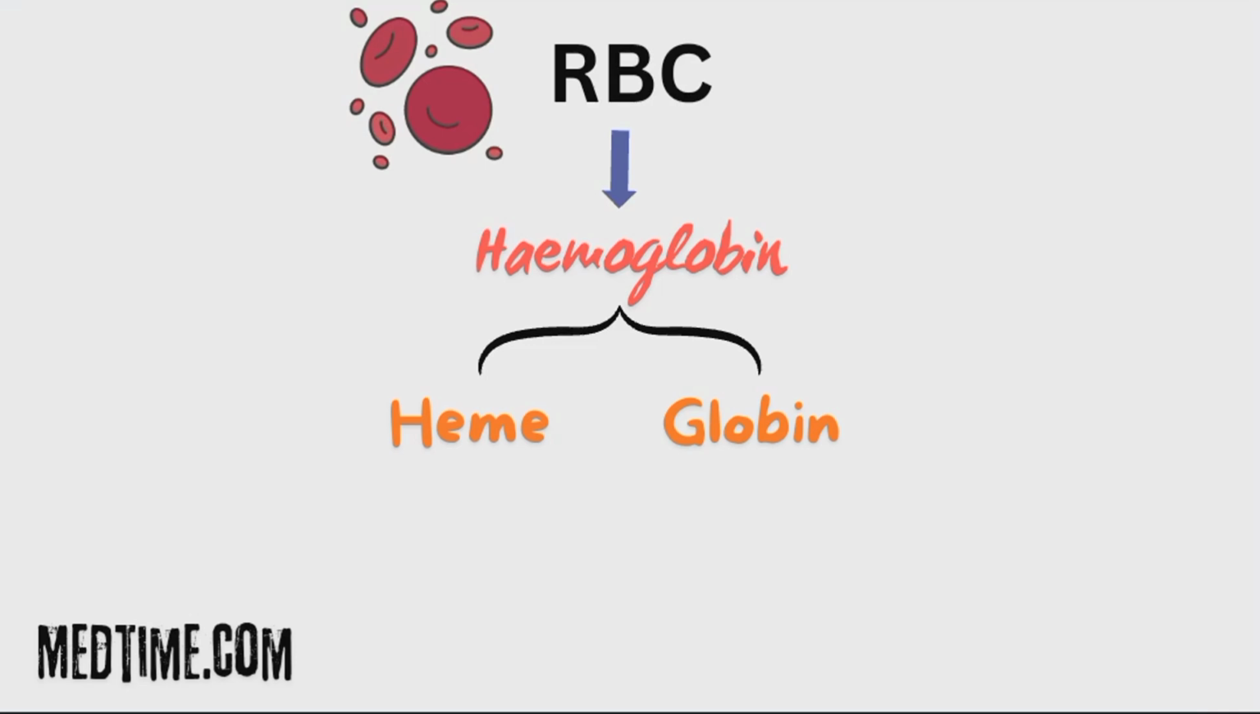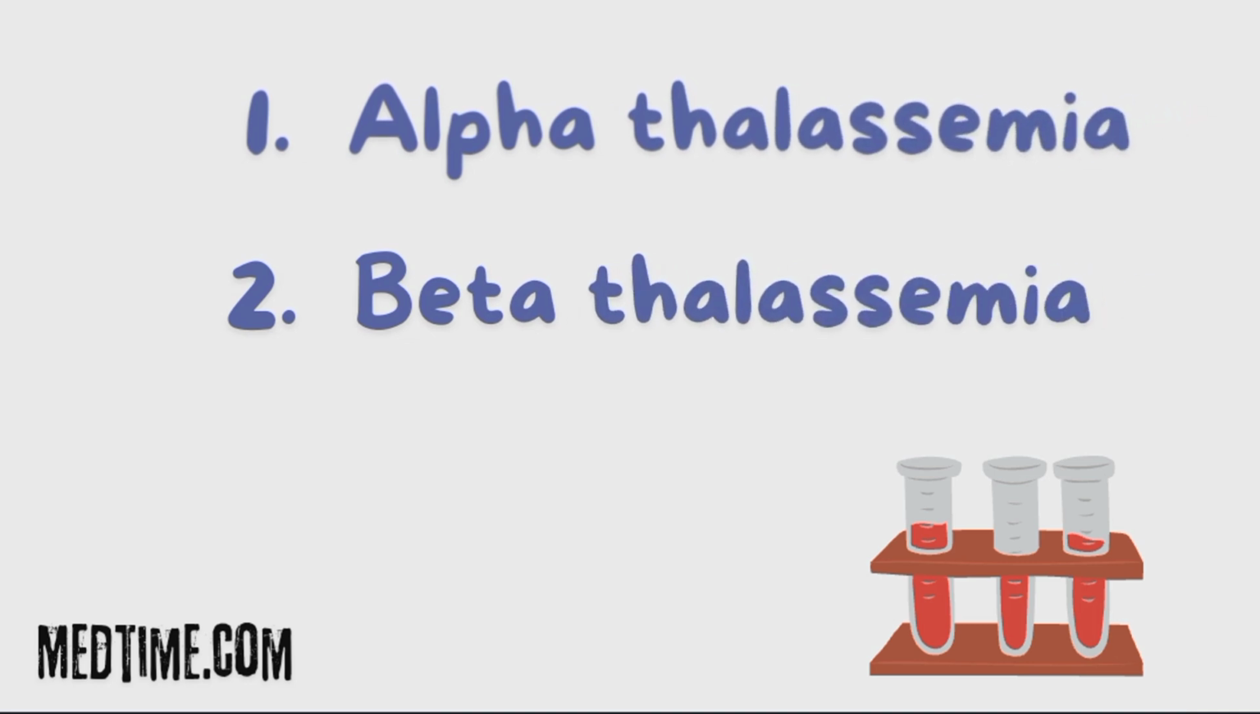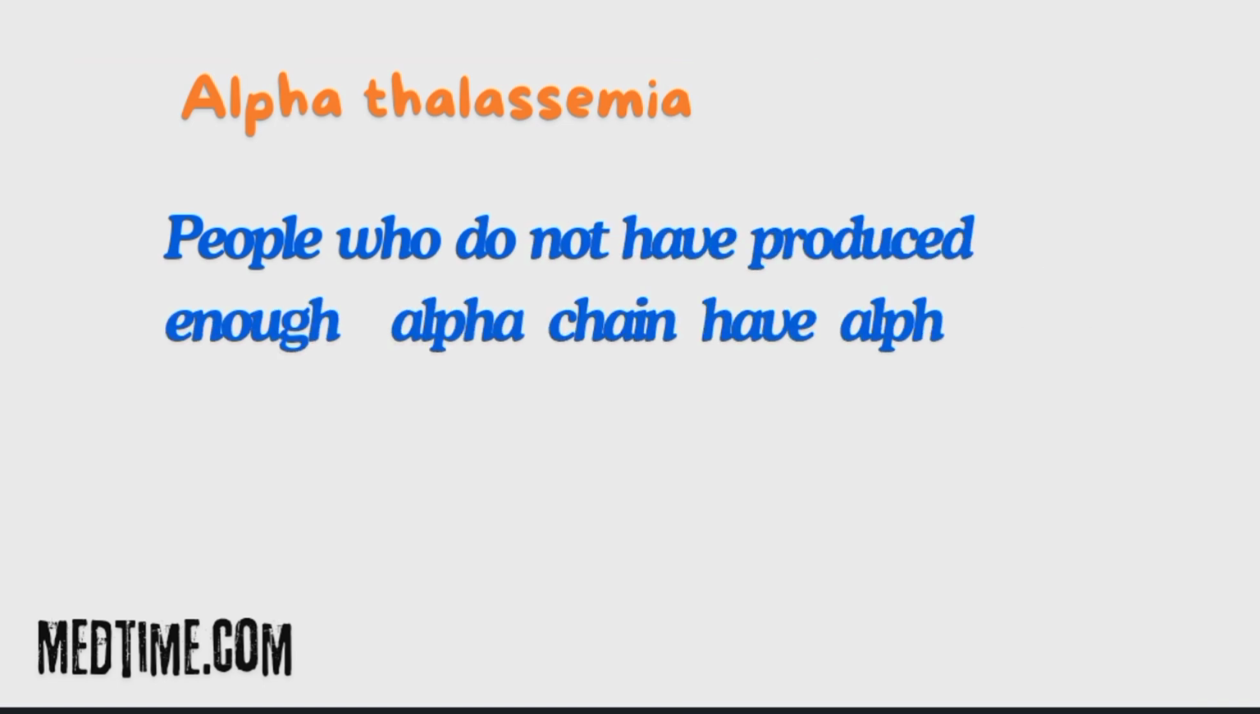So how does it decrease? Let's see. Globin is a protein made up of two alpha chains and two beta chains. Now we can say that a decrease in the production of alpha chains is called alpha thalassemia, and a decrease in the production of beta chains is called beta thalassemia. Alpha thalassemia: people who do not produce enough alpha chains have alpha thalassemia. An individual who is unable to produce a sufficient amount of alpha globin protein, that condition is called alpha thalassemia.